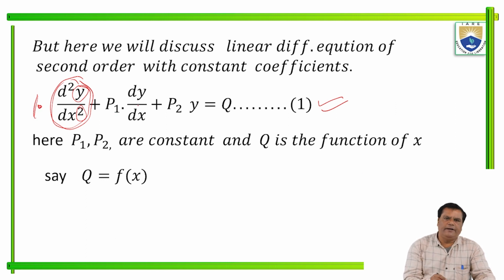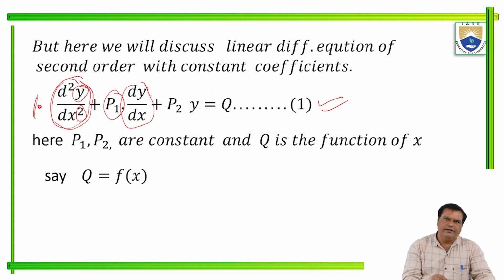And plus p1 dy over dx. P1 is some constant here, and this is the first differential coefficient. So here the order is decreasing one by one, same as given in the nth order differential equation, so the same formula is applied here.